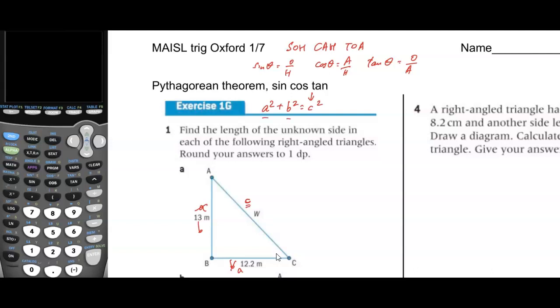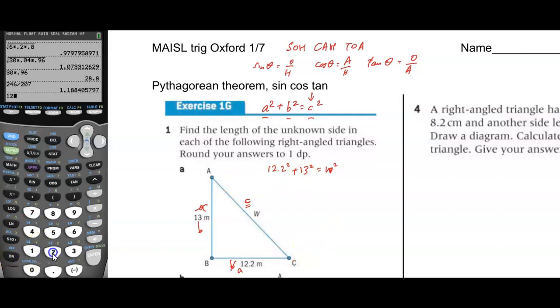So when I substitute it into a squared plus b squared equals c squared, I get 12.2 squared plus 13 squared equals w squared, or c squared. And so let's solve for c, or w now. I'm going to put w instead. So let's put this in the calculator. We're going to simplify the left side. So 12.2 squared plus 13 squared equals 317.84. So we have 317.84 on the left equals w squared on the right.